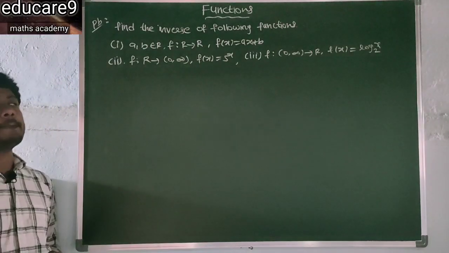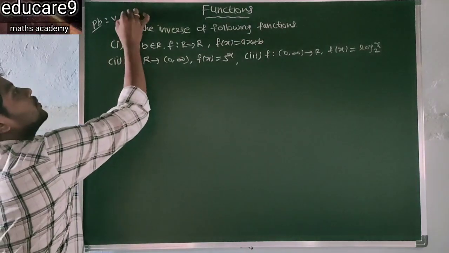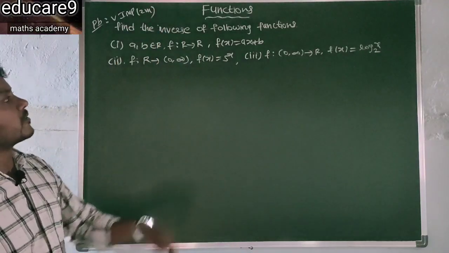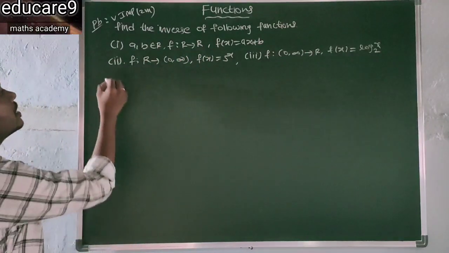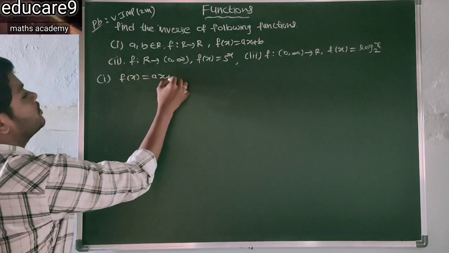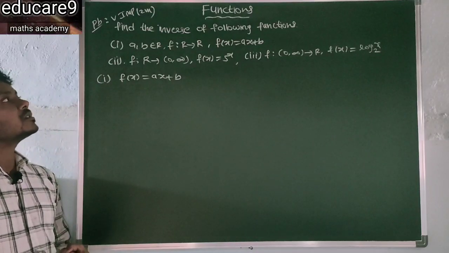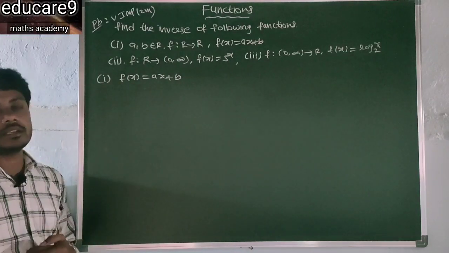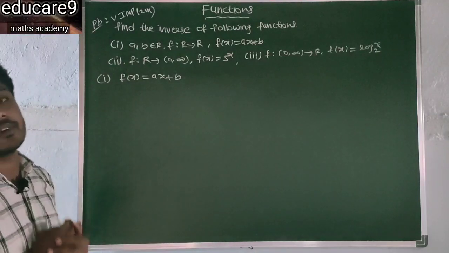So see the next problem. Find the inverse of the following functions. So these are very important 2 marks questions. So here, the first one: f from R to R, f of x is equal to ax plus b. See the first one, f of x is equal to what? ax plus b. Now you want to find the inverse of this function. So clearly this is bijective. So it represents a line. So it is bijective. Now clearly the inverse exists.